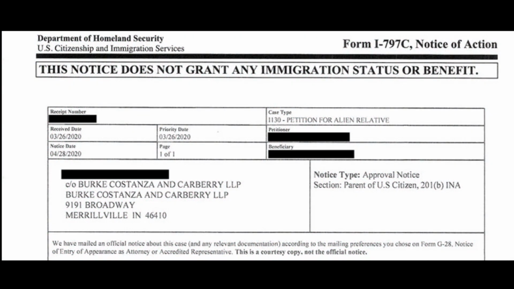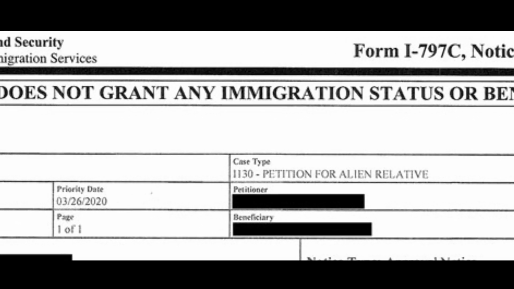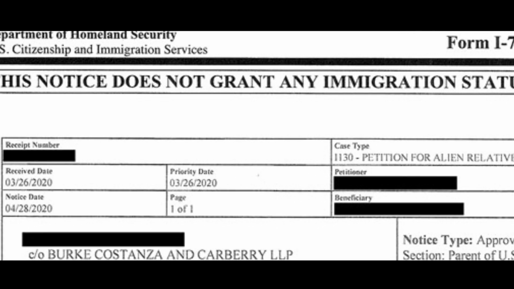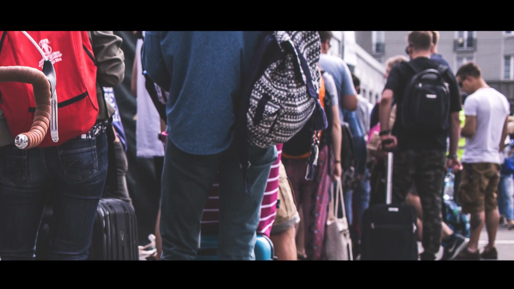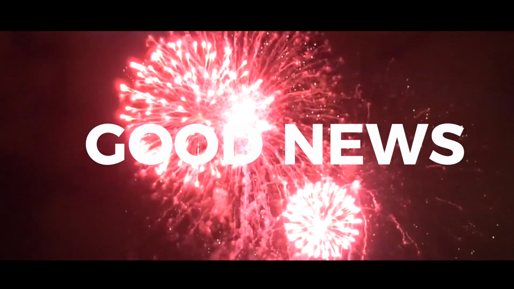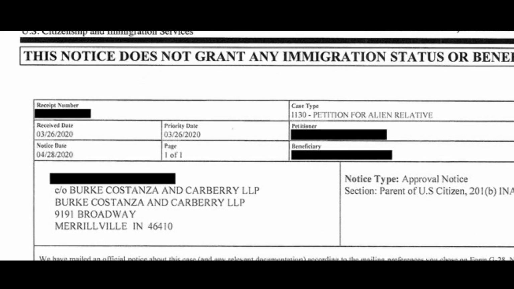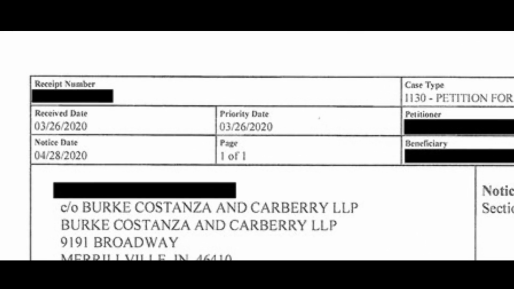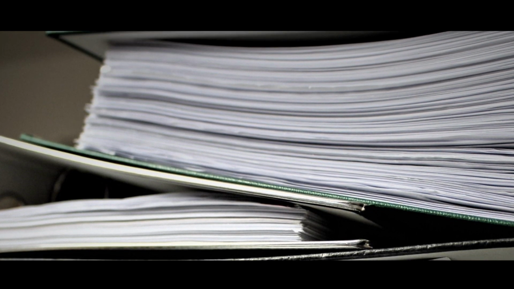This letter, usually titled an I-797C or Notice of Action, will include a receipt number and your priority date. The priority date is the date USCIS received your application. Good news! This means they are moving forward with your application. The receipt number is on the top of the I-797C letter sent to you by USCIS. This number is usually on every letter they send. We recommend creating a file and keeping all USCIS correspondence together.